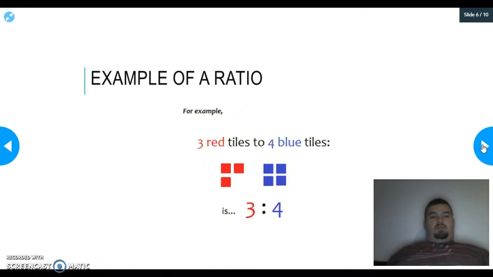Basically, I wanted to show my students an example of a ratio, for example 3 red tiles to 4 blue tiles. In this picture, there are 3 red tiles and 4 blue tiles. So I can ask how many red tiles there are to blue tiles, or I can ask how many red tiles there are to the total of all tiles. So basically, it's the picture description of how to determine the numbers for the ratio problem.